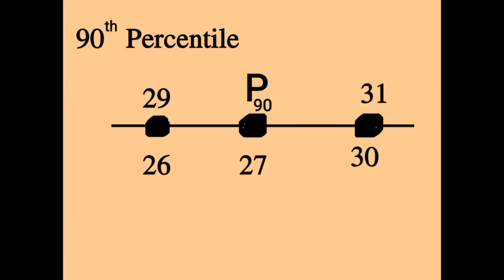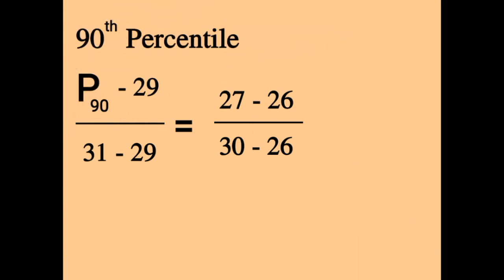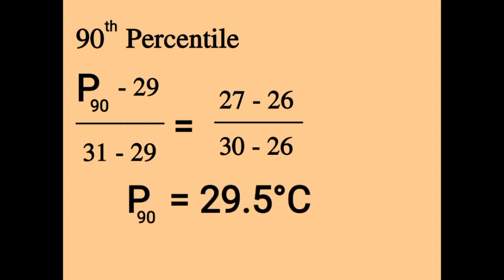The 27th data value lies somewhere in between, so P90 minus 29 over 31 minus 29 equals 27 minus 26 over 30 minus 26. P90 equals 29.5 degrees Celsius. So, this is the 90th percentile.